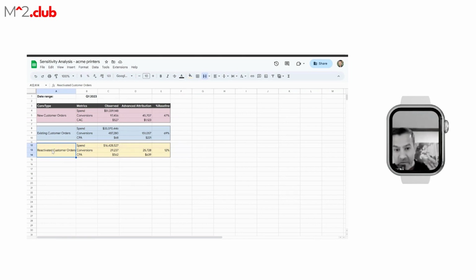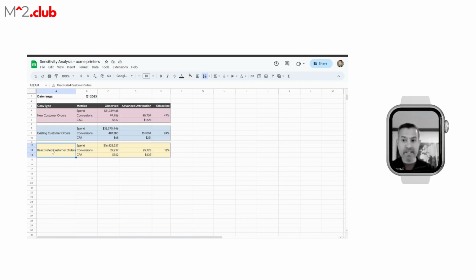But this framework of reporting, portfolio reporting by conversion type, being new customers, existing customer orders, and reactivated customer orders, allows you to represent the business with the same framework of observed and advanced attributed conversions of revenue. It allows everybody to anchor around what is the baseline for the business and what is the ROI headroom on each one of these segments to grow the business, and deploy media or other techniques to grow the business.